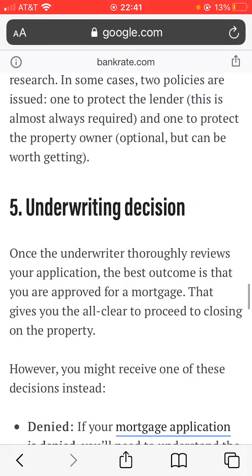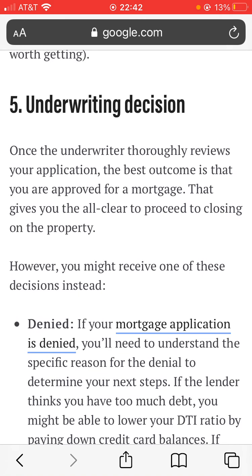But if your title is in a trust or will be in a trust, you don't have to, you can let the lenders know that you want the mortgage in your own personal name instead of the name of the trust.